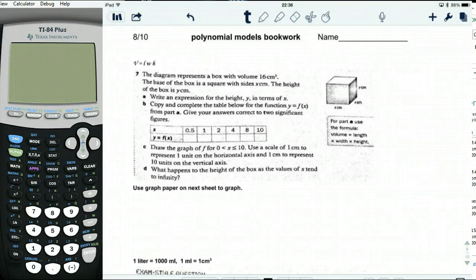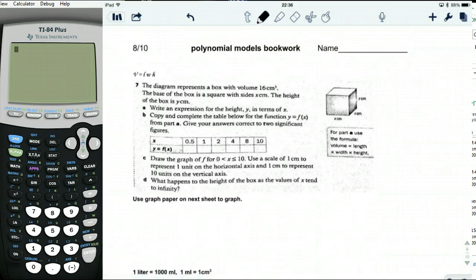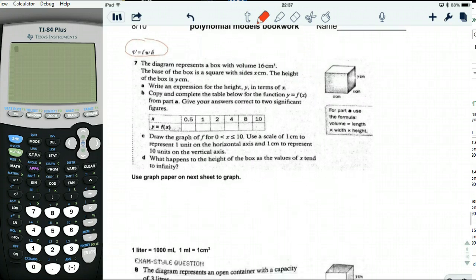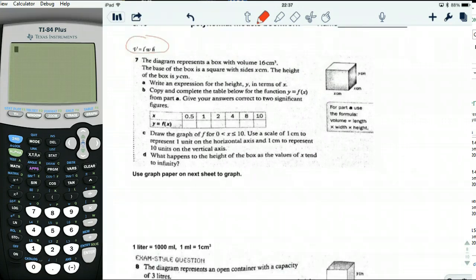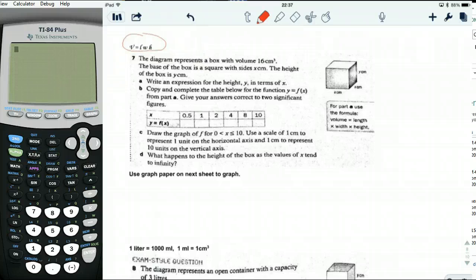Page 8 of Polynomial Models bookwork. For this problem, you will need to remember that the volume of a rectangular prism, or kind of like a cube, is length times width times height. Okay. So the diagram represents a box with volume 16 cubic centimeters.